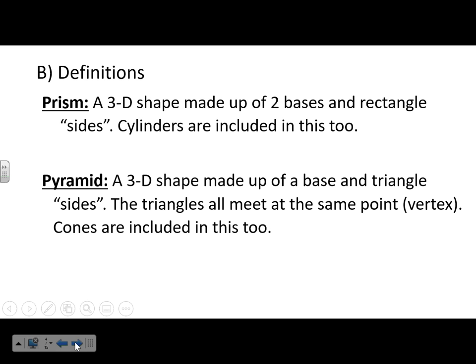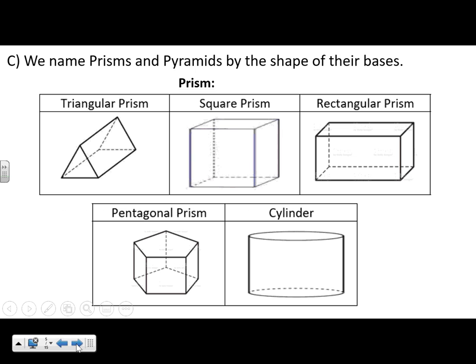A pyramid is a 3-dimensional shape made up of a base and triangle sides. The triangle sides all meet at the same point at the vertex. Oh, sorry, cones are included in this too. Again, I don't think technically cones are in that, but for our purposes, I'm going to include that. So we name prisms and pyramids by the shapes of their bases.